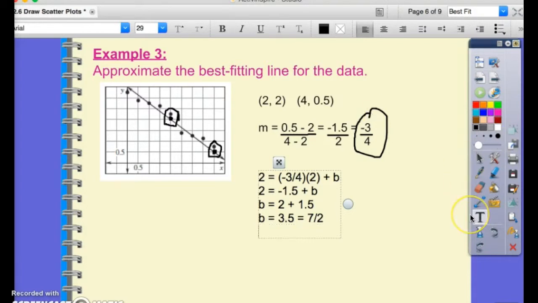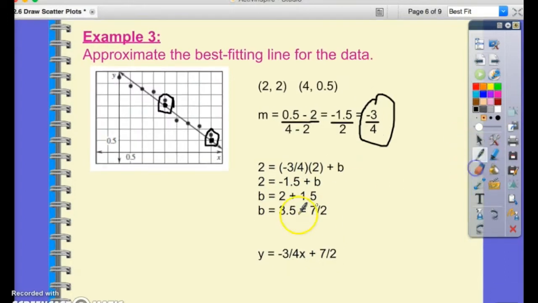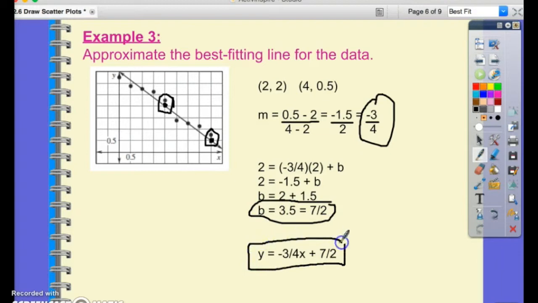So there's my b. Finally, plugging them back in, what do I get? y equals negative 3/4 x plus 7/2, or plus 3.5. And always check, like what do I mean by that? Always check that it makes sense. All right, so I have a negative 3/4 slope. That makes sense because it's negative here. 7/2 is 3.5. If you go up here, you'll see that's about 3.5. All right, so check your work.